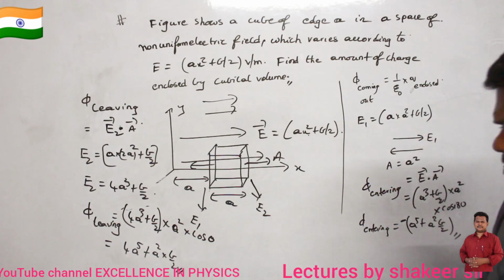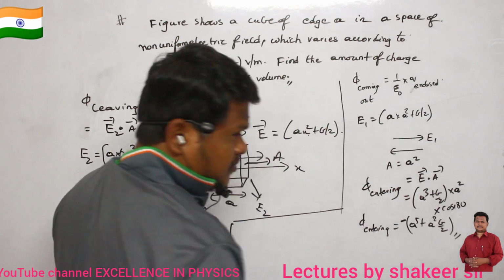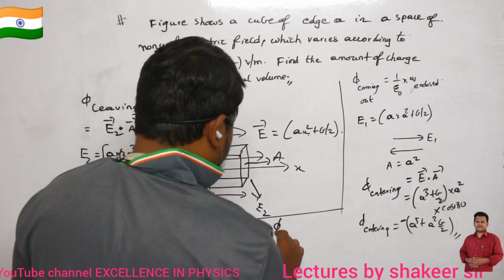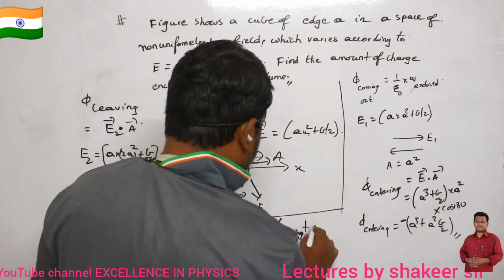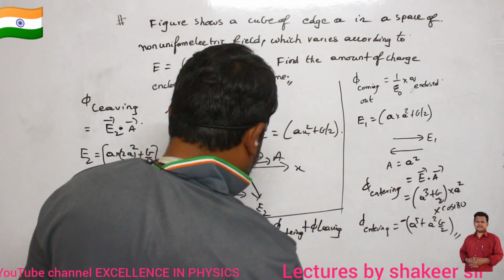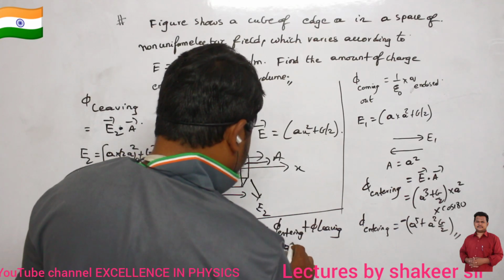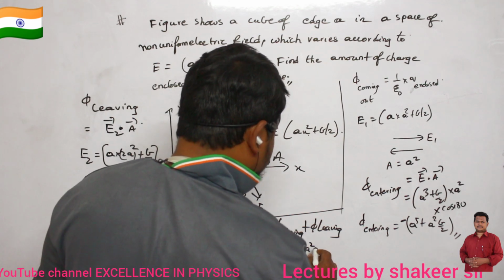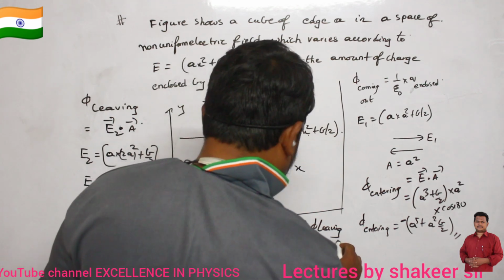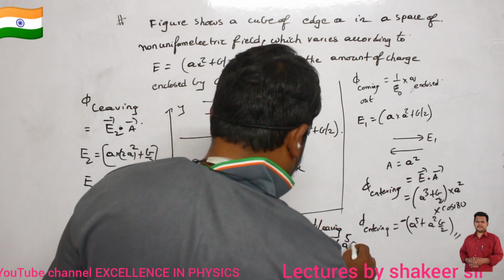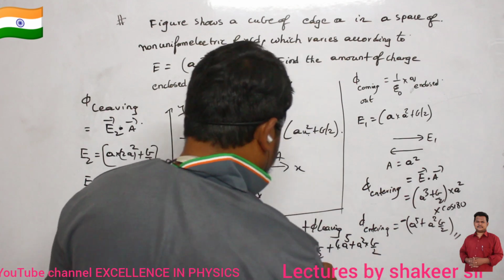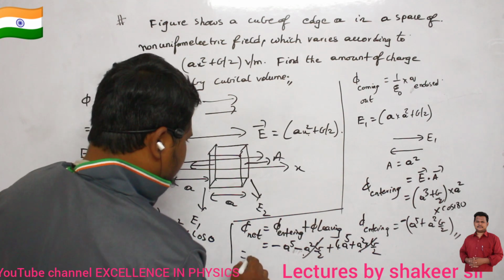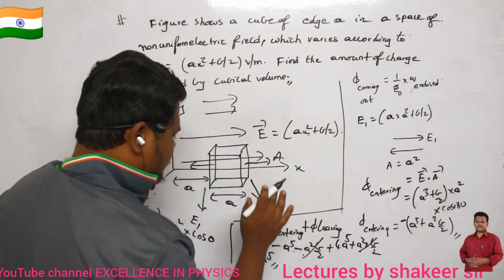What is the net flux here? Are you able to see this one, ma? Net flux is flux entering plus flux leaving. Clear, no, ma? Flux entering is minus A power 5 minus A square into B by 2, plus flux leaving, 4A power 5 plus A square into B by 2. So, A square into B by 2 cancels out. 4A power 5 minus A power 5 is 3A power 5. So, I got the answer up to here.